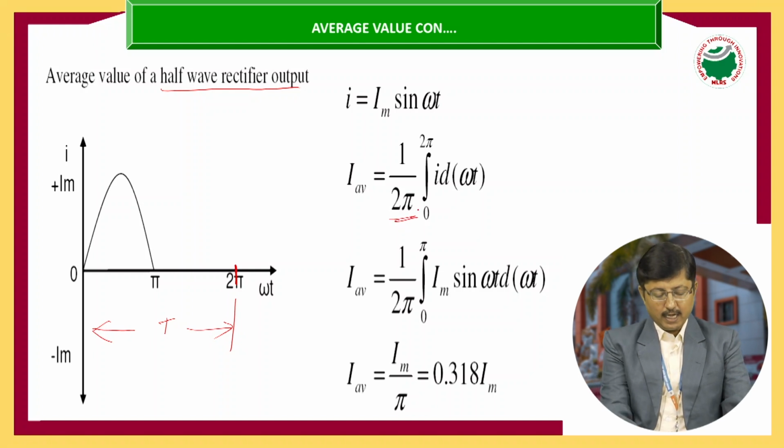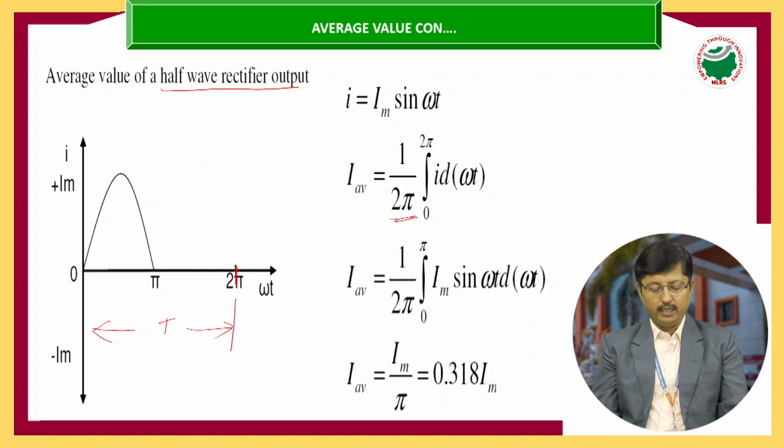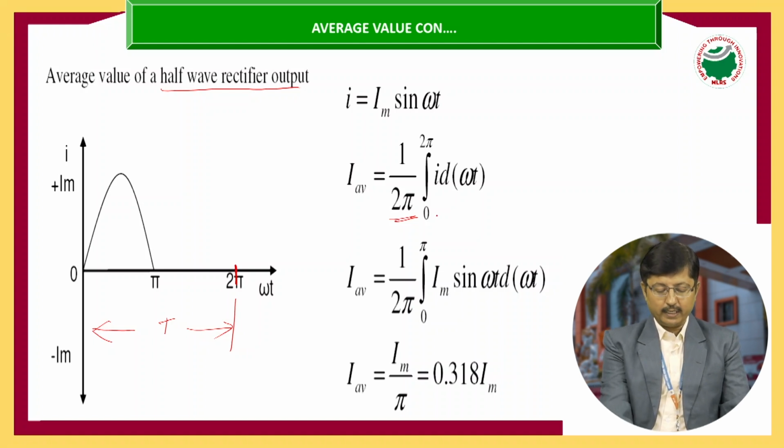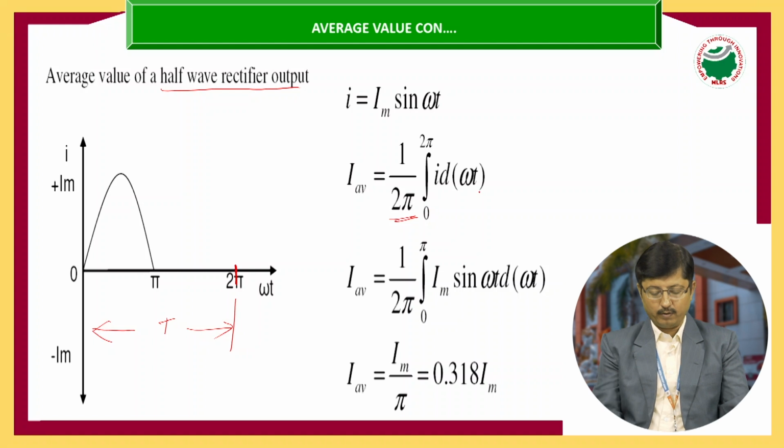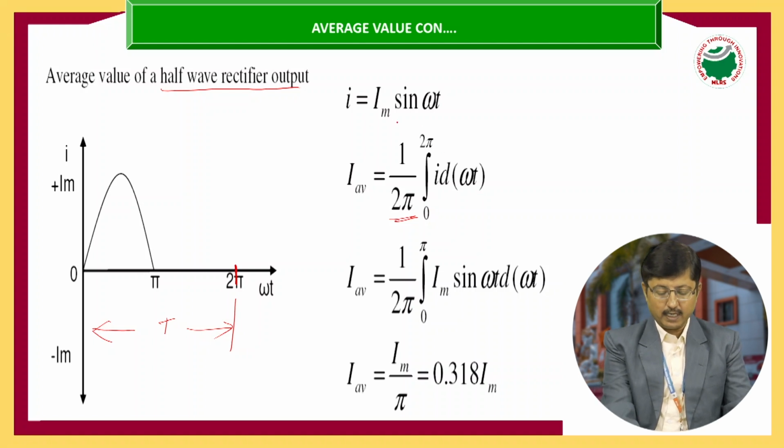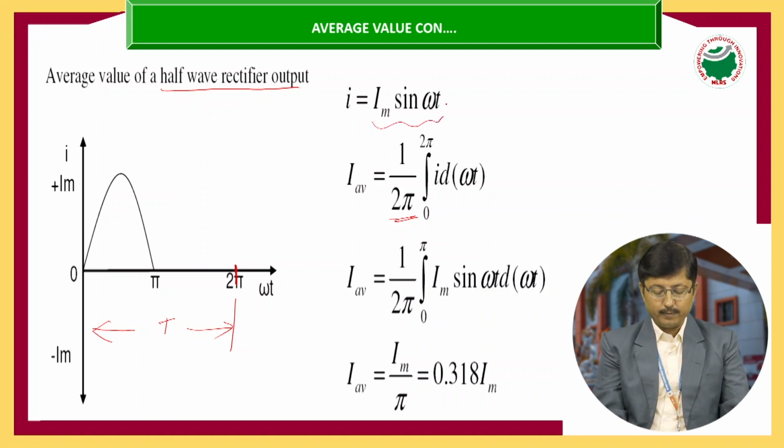So that is I average. If you want to find it for this waveform, that is the half wave rectifier, then I average is 1 by 2 pi integral 0 to 2 pi I into dt. So I is nothing but Im sin omega t. Then substitute that I value in the above expression and substitute the limits here.